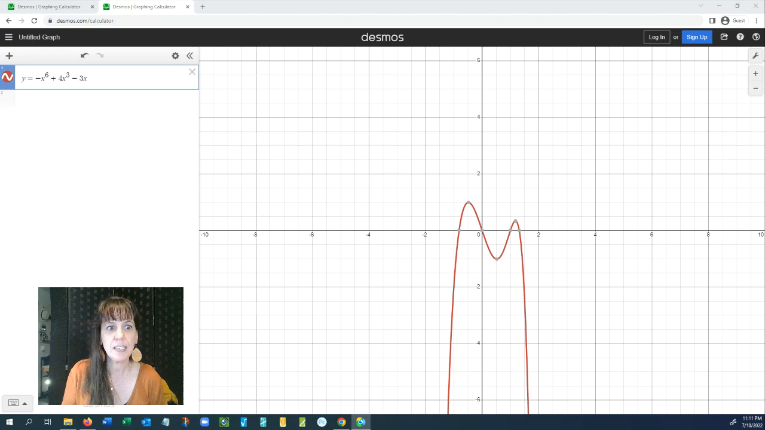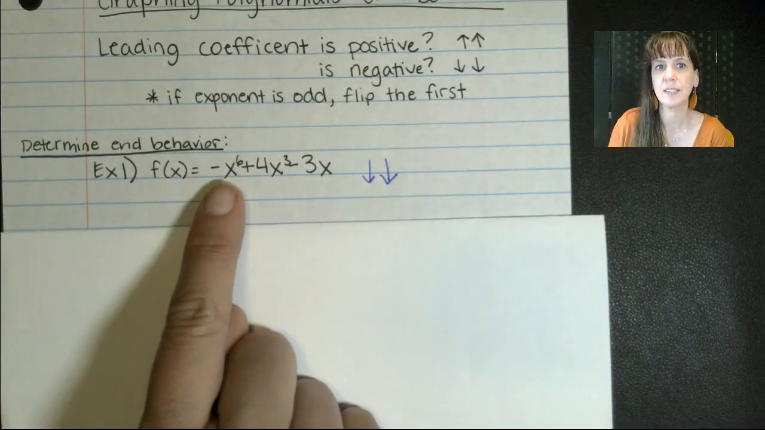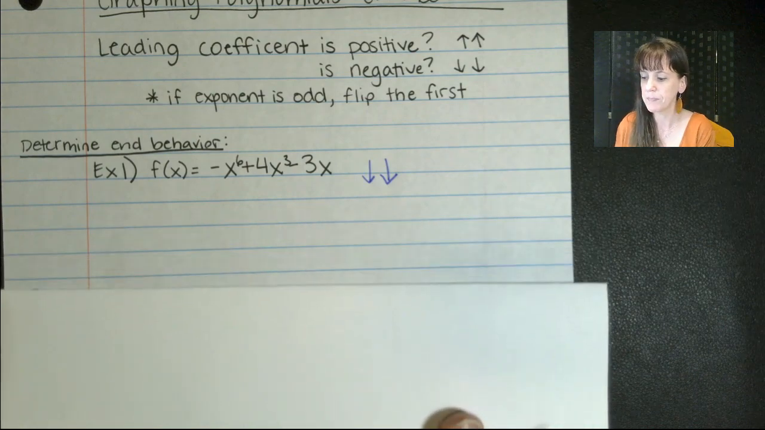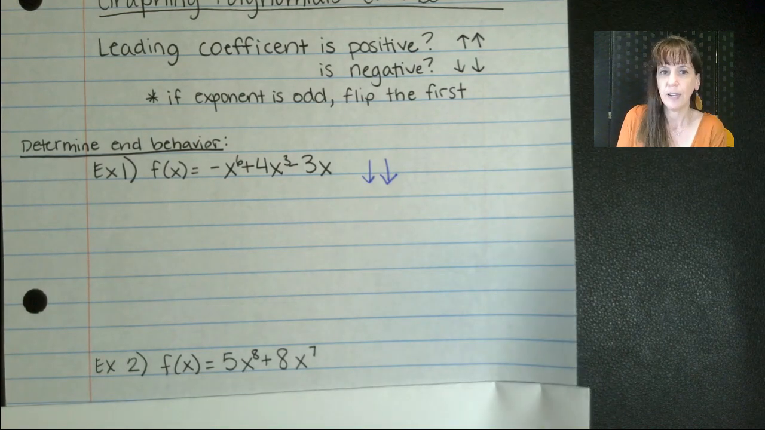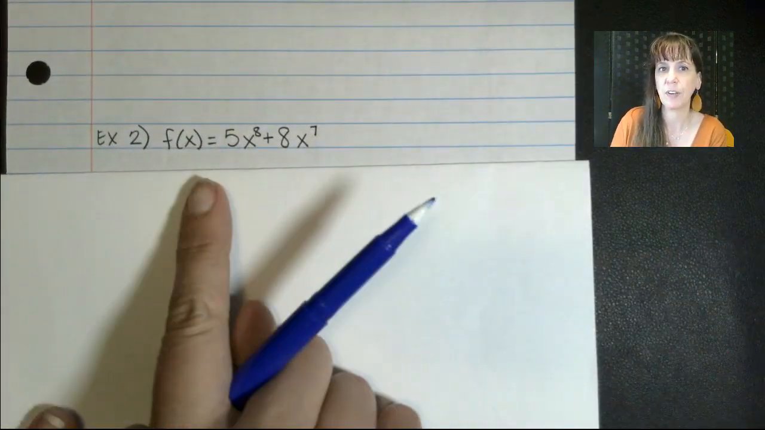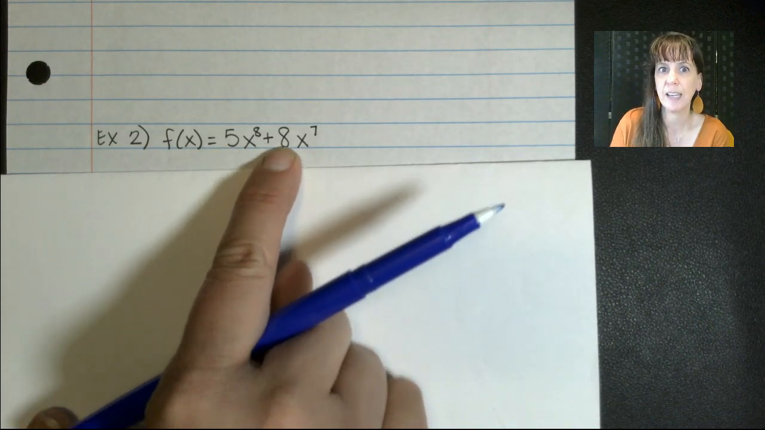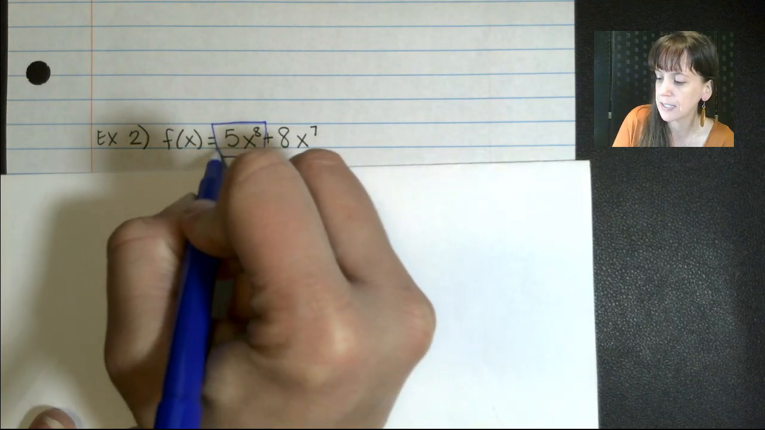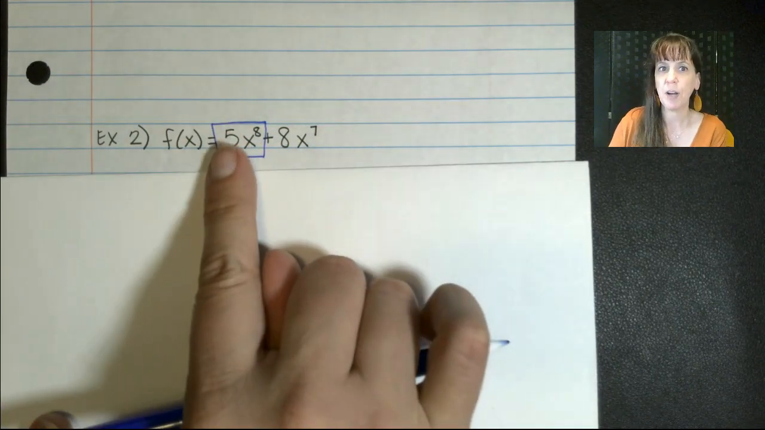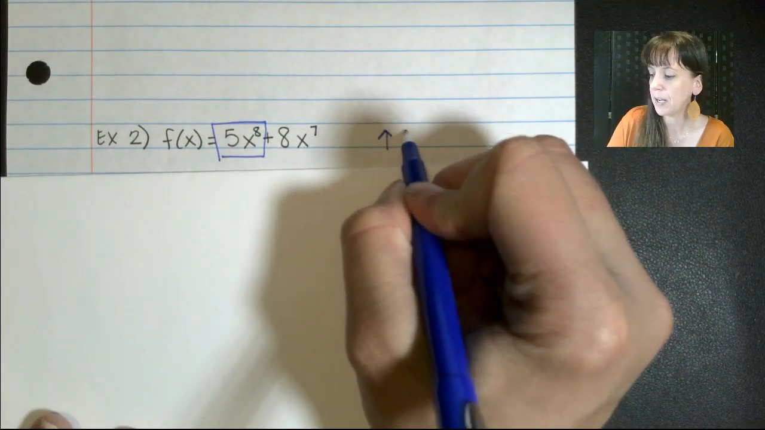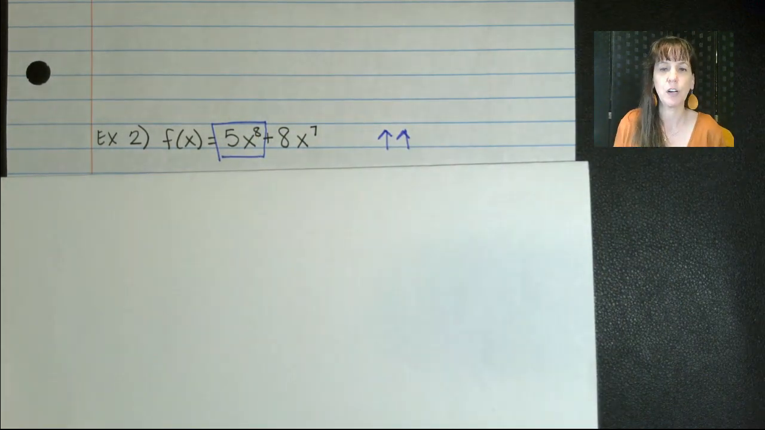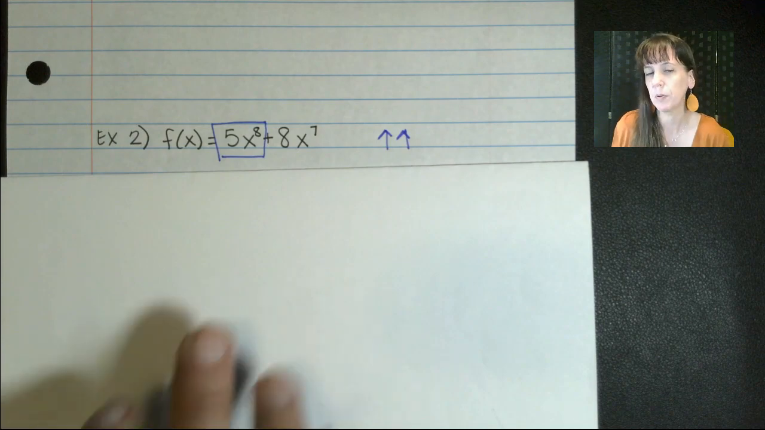Okay, let's take a look at our next one. And again, it's always this leading coefficient in the first term that is your most important one. So let's look at this guy, f of x equals 5x to the 8th plus 8x to the 7th. Again, all we care about is that it's in order and this is the highest exponent. Is it positive? Yes, so it's going to be up, up. Is this even? Yes, then we're going to leave it alone. If it was odd, we would flip the first one, but we're not.